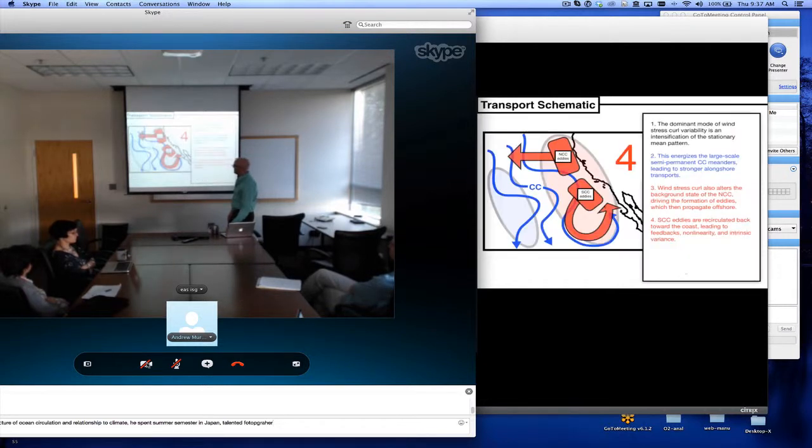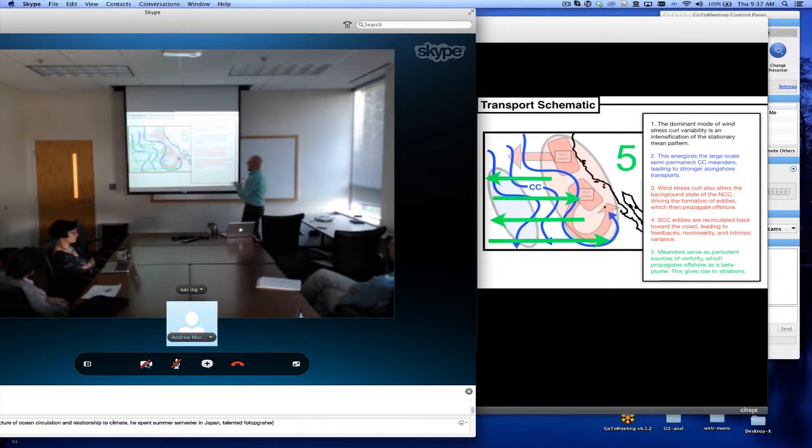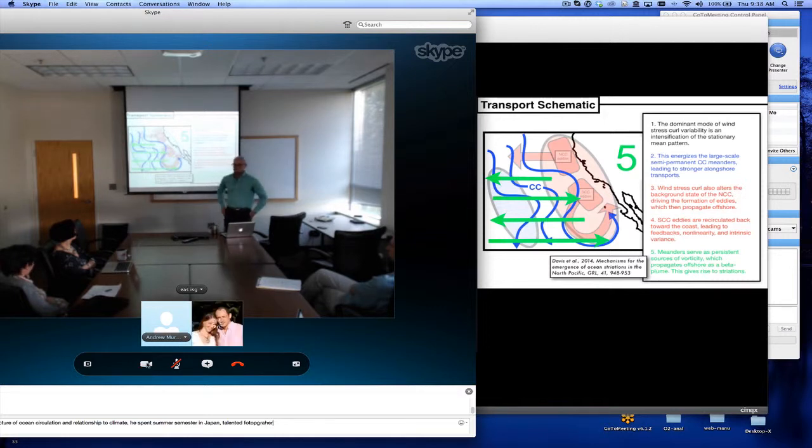So that's the final part of our picture. The meanders serve as persistent sources of vorticity, which propagates offshore as a beta plume. This gives rise to striations. And you can read all about this in our GRL paper, which came out in February. All right, so I think I've laid out the case there. Let's open up for questions.